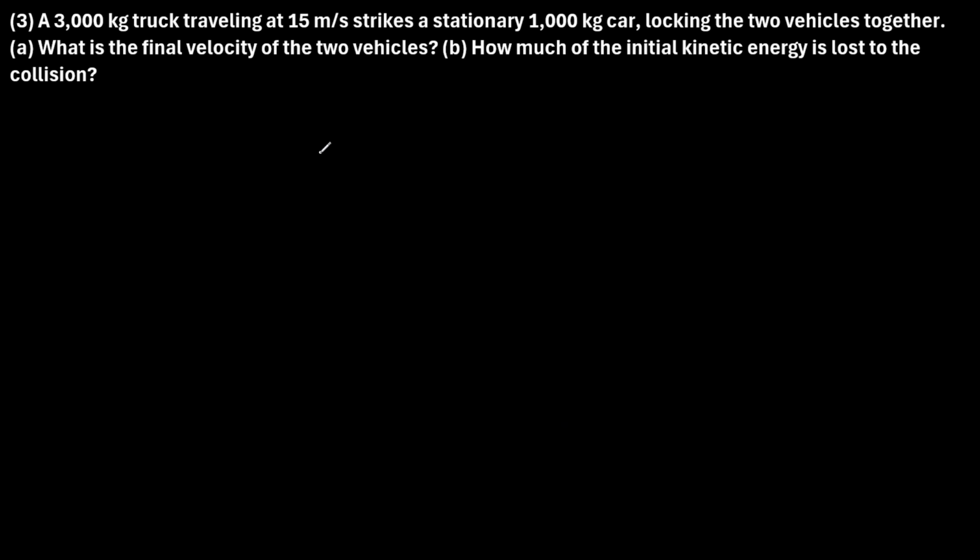All right, let's check out this very last example. It says a 3,000 kilogram truck traveling at 15 meters per second strikes a stationary 1,000 kilogram car, locking the two vehicles together. This is a two-part question. Part A says, what is the final velocity of the two vehicles? And part B says, how much of the initial kinetic energy is lost to the collision? So let's start with part A.